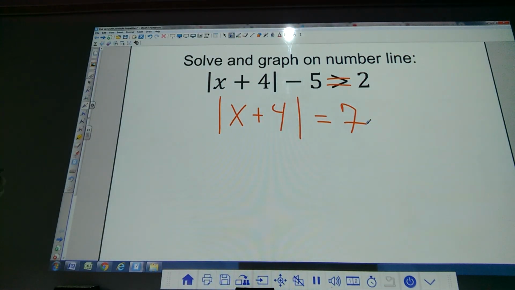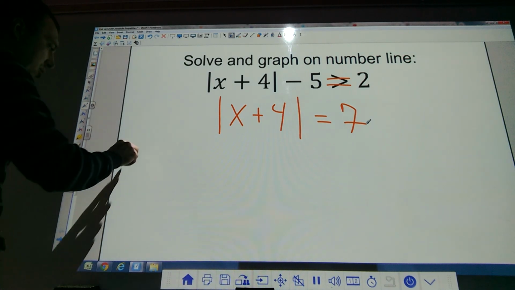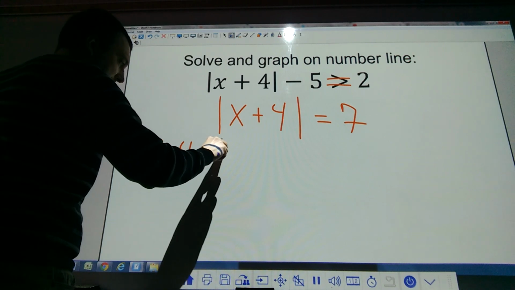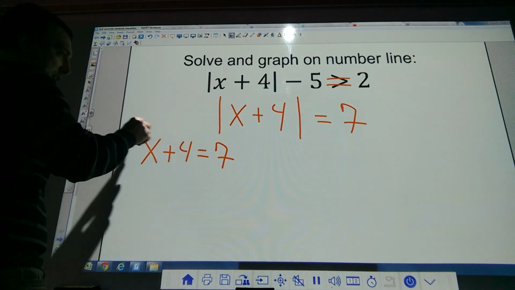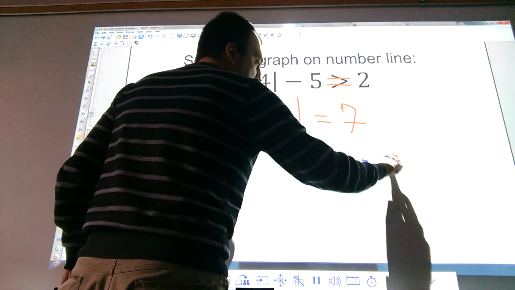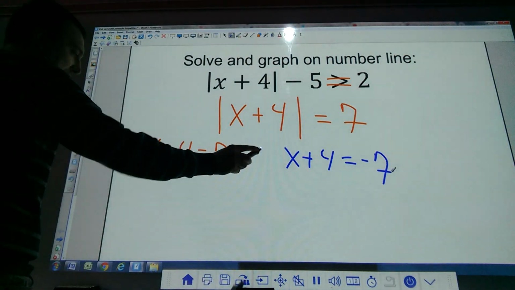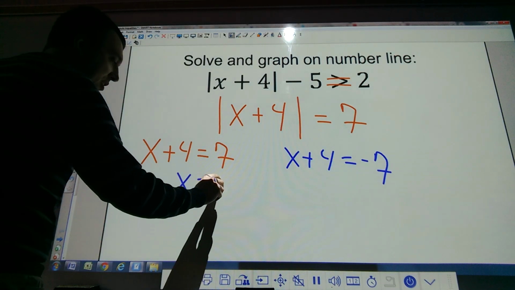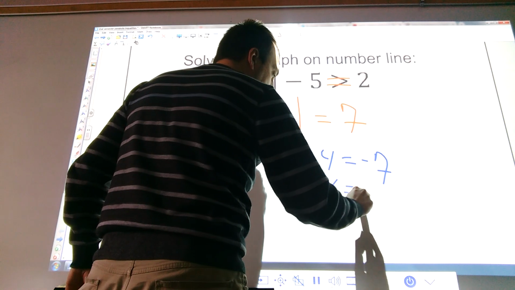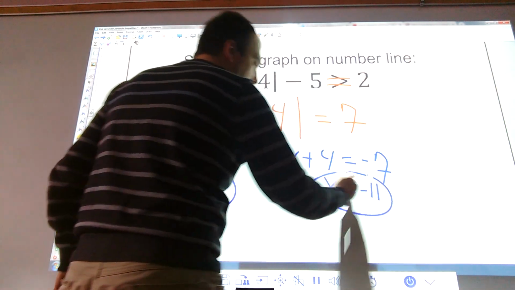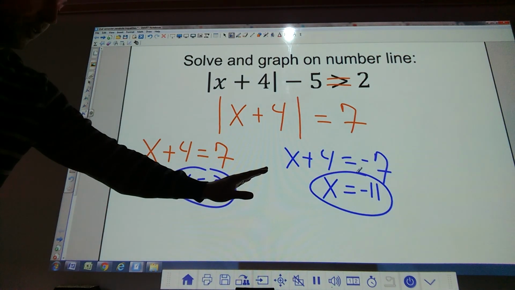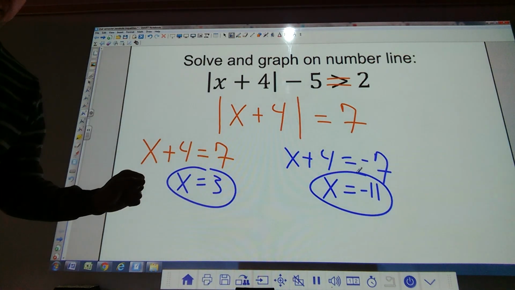Now we're able to write our 2 equations. X plus 4 equals 7. And then x plus 4 equals negative 7. Solve these two. Subtract 4. X equals 3. Subtract 4. And x equals negative 11. So if it was an equal sign here, this would be my 2 answers. But it's not. It's a greater than sign.